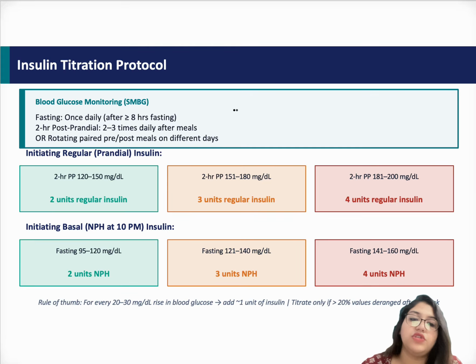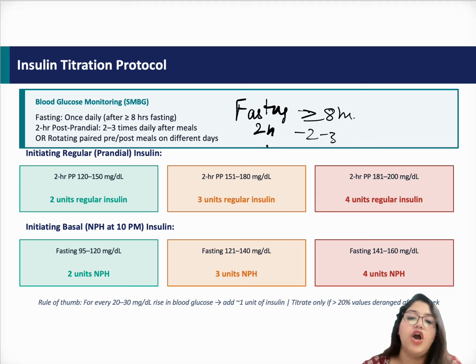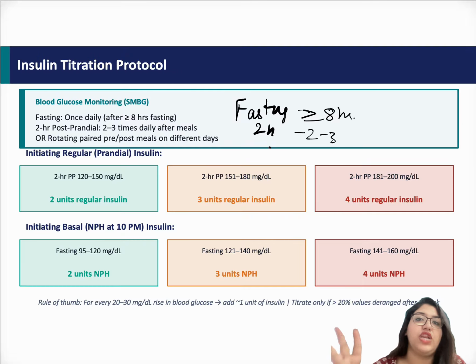So blood glucose monitoring should be fasting, self-monitoring of blood glucose, fasting once daily after more than 8 hours of fasting. 2-hour postprandial 2 to 3 times daily after meals, or rotating paired post meal on different days. Like on one day they can do before breakfast, after breakfast. On other days they can do before lunch, after lunch, or on some days they can do before lunch, before dinner, after dinner.